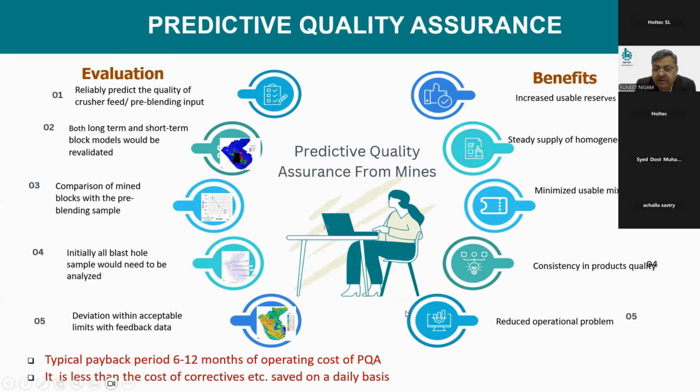And further, this reduces the operational problems, which means fewer problems for the mining people as well as the plant people. The typical payback period for these activities normally takes 6 to 12 months for the operations cost of total predictive quality assurance, and it is less than the cost of the correctives, etc., saved on a daily basis.